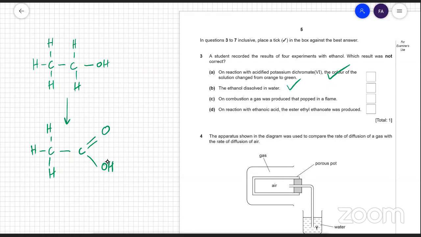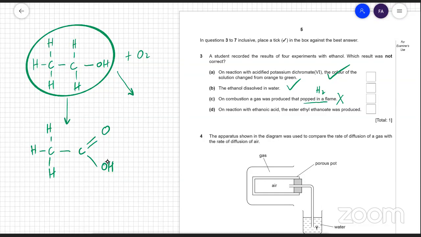The next statement is a fact. Ethanol is soluble in water. It's very soluble in water. On combustion, a gas is produced which pops in a flame is hydrogen gas. Now this is incorrect. Remember, whenever a hydrocarbon burns with oxygen, it ends up producing two things. One is carbon dioxide, and the other thing is H2O. So these gases are produced, not hydrogen gas, which is why option C is going to be the correct answer because that's the wrong statement. And alcohols and carboxylic acids do form esters. So the fourth option is related to esters, so that is also correct. We can actually make that ester just for revision.